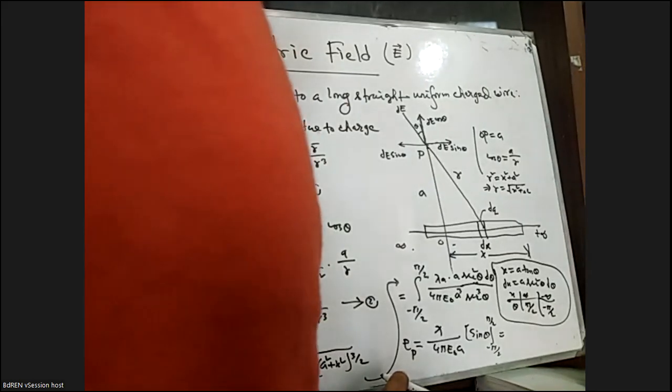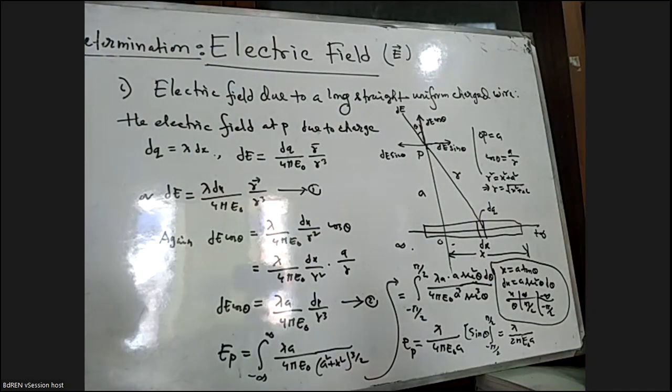So this equals sine pi by 2, which means sine 90 degrees, that is 1, minus sine of minus 90 degrees. So this will be only 2, and the 2 will be cancelled. We get lambda divided by twice pi epsilon naught A. So from this integration we get 1 plus 1, that means 2. So we actually get the required electric field due to a long straight uniformly charged wire.